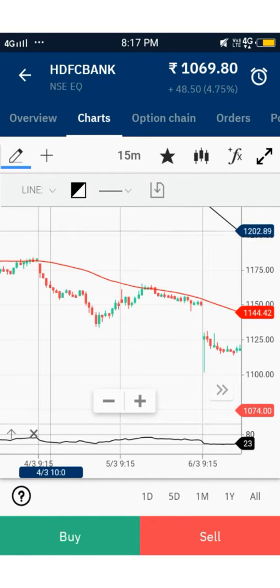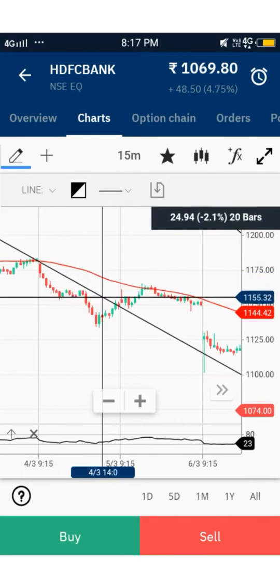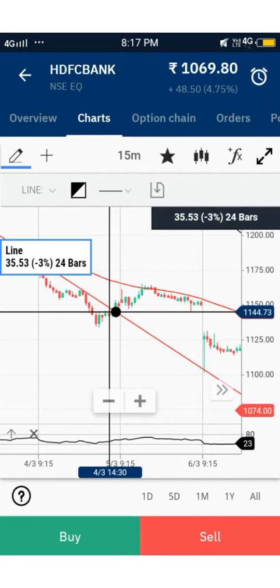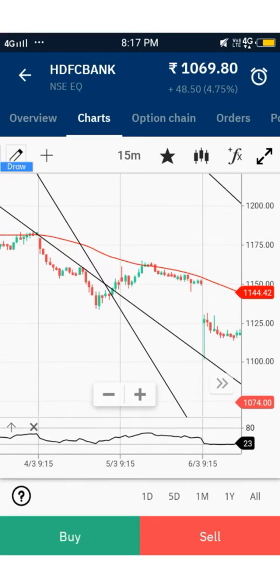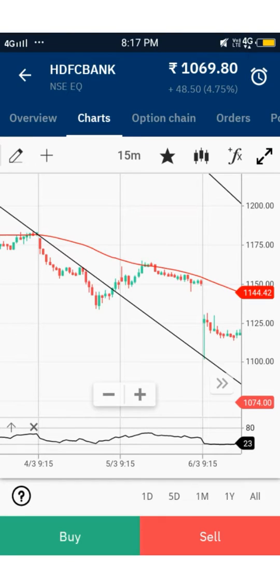Click the red candle, and we will draw the trend line. Okay, fine. This is the trend line I drew: first touch, second touch, third touch, and then it breaks the trend line.